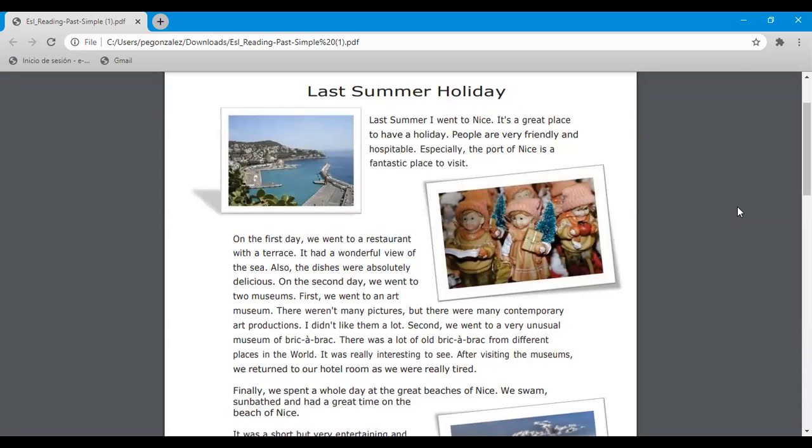Now, to talk about this reading, can anybody tell me what was the first thing that he did when he was in this particular place? What's the first activity? One of the first activities that is being mentioned in this.